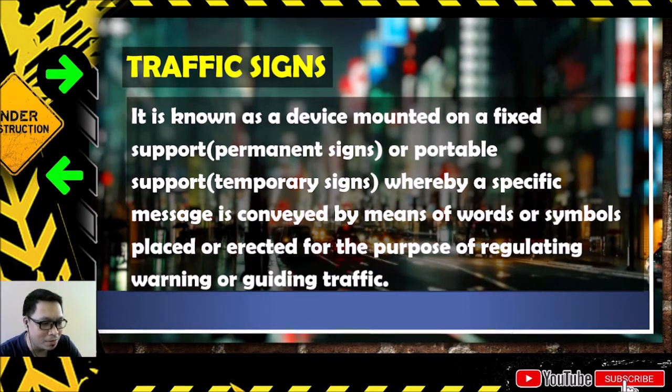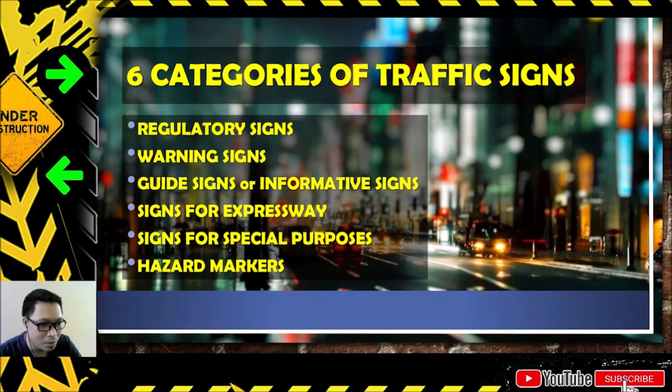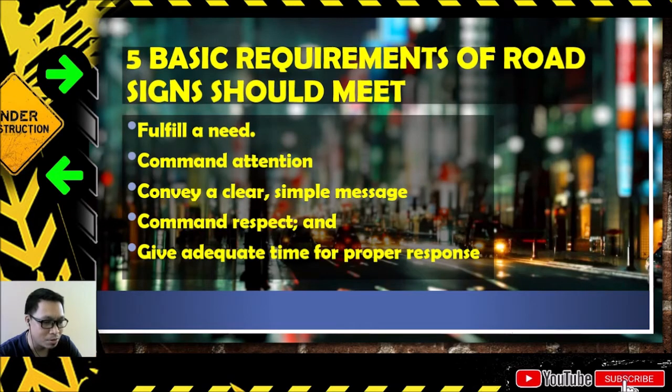It is known as a device mounted on a fixed support if we are talking about permanent signs, or portable support if it is a temporary sign, whereby a specific message is conveyed by means of words or symbols placed or erected for the purpose of regulating, warning, or guiding the traffic. The 6 categories of traffic signs are the regulatory signs, the warning signs, the guide signs or informative signs, then signs for expressway, signs for special purposes, and lastly, the hazard markers.